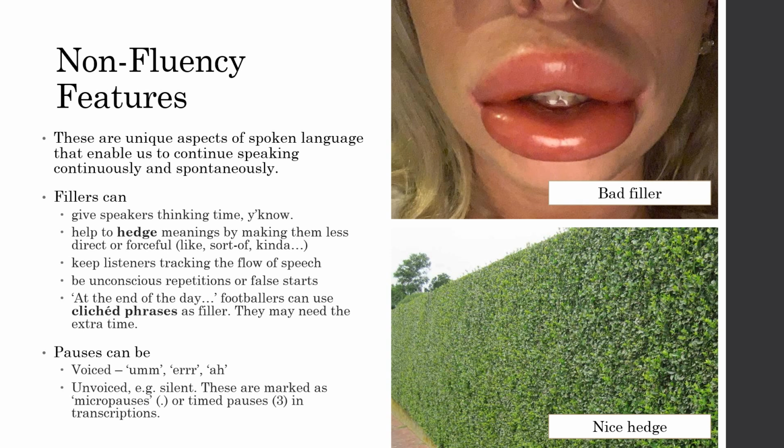We also use fillers to hedge, and hedging is an important feature of spoken discourse. Hedging makes what we say less direct or less forceful. When we say sort of, kinda, like, we make what we say intentionally more vague. This is also a politeness feature because, as I said, in spoken communication, we tend to avoid being too direct as a way of respecting the politeness needs of people that we're communicating with.